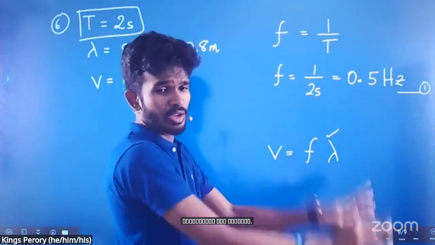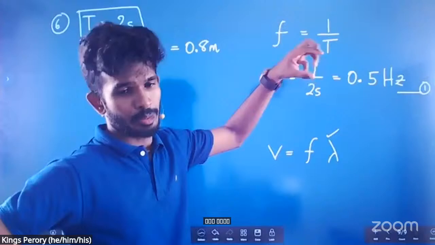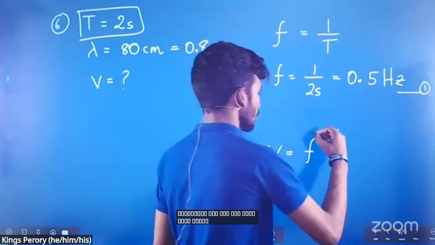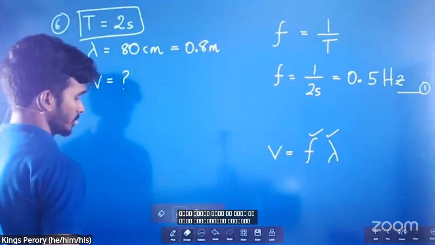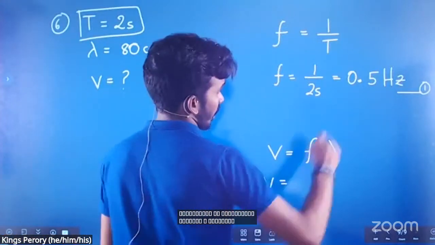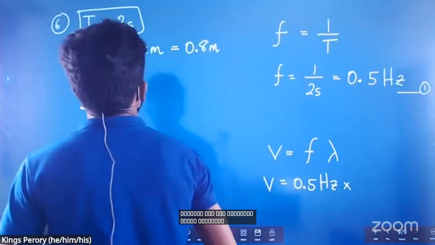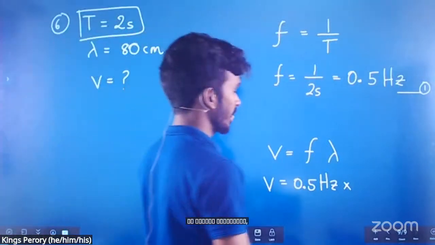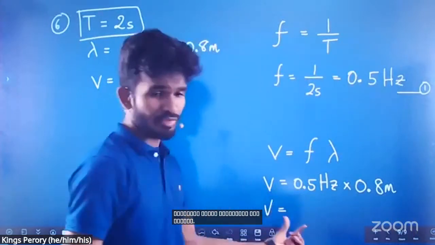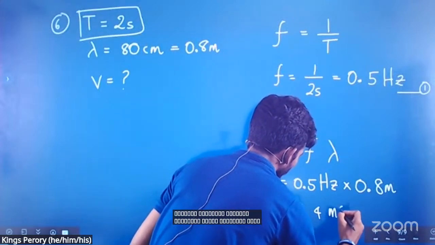Understood how I found the frequency first? Yes, sir. Frequency is 1 over period. Period is given as 2 seconds. So 1 over 2 is the frequency. Now we know the frequency. Frequency you know, wavelength you know, apply the equation. V equals f lambda. F is 0.5 hertz. Wavelength in meters, 0.8 meters. Now maths. Half of 0.8 is 0.4 meters per second.